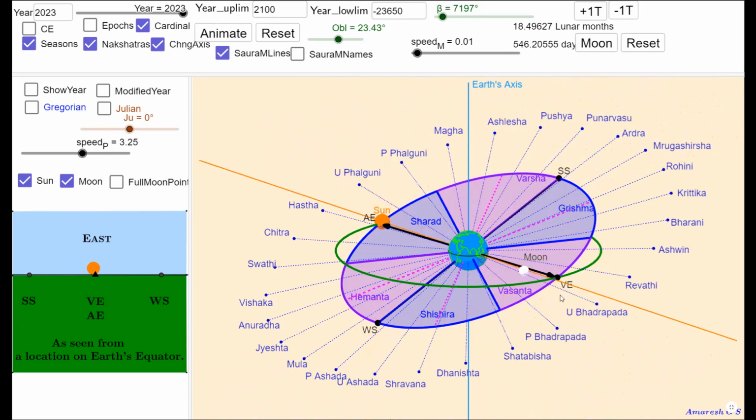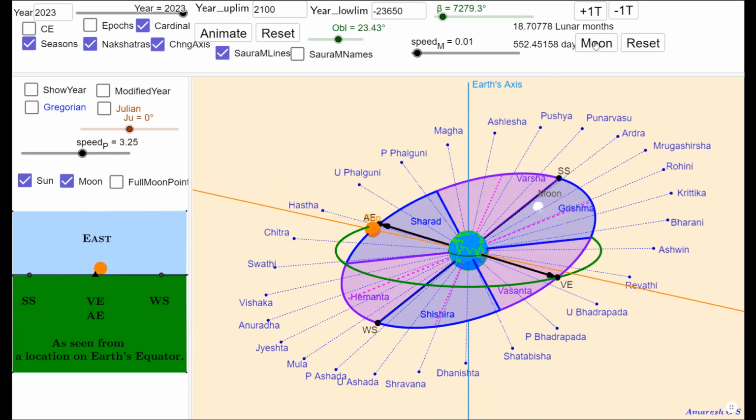Start noticing some variation, some gap. So we are calling this Ashwin, and the position of the full moon is near Uttara Bhadrapada, Revati. Okay, but not that bad. Remember, Ashwin plus minus 1 nakshatra, plus minus 2 nakshatra.